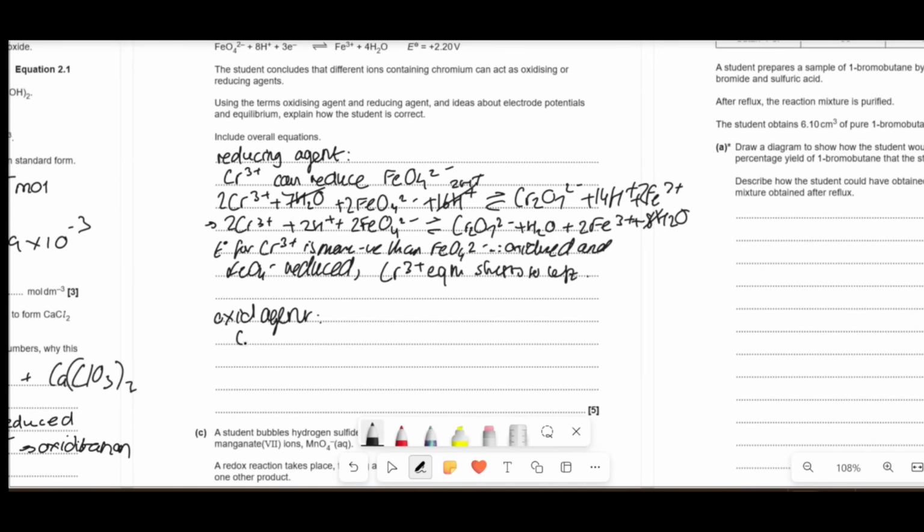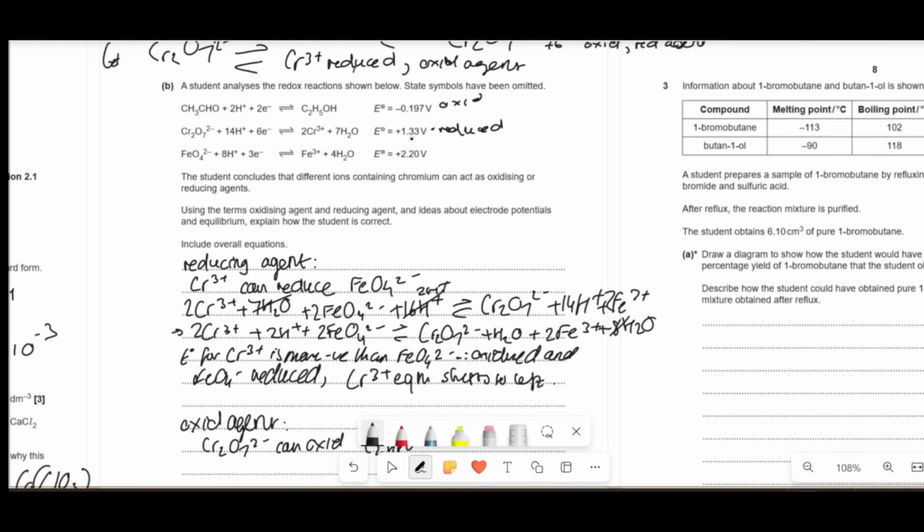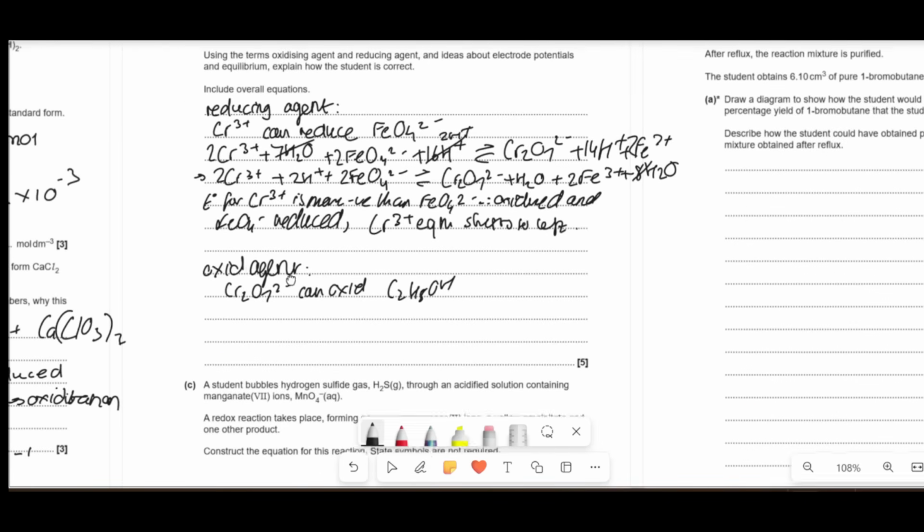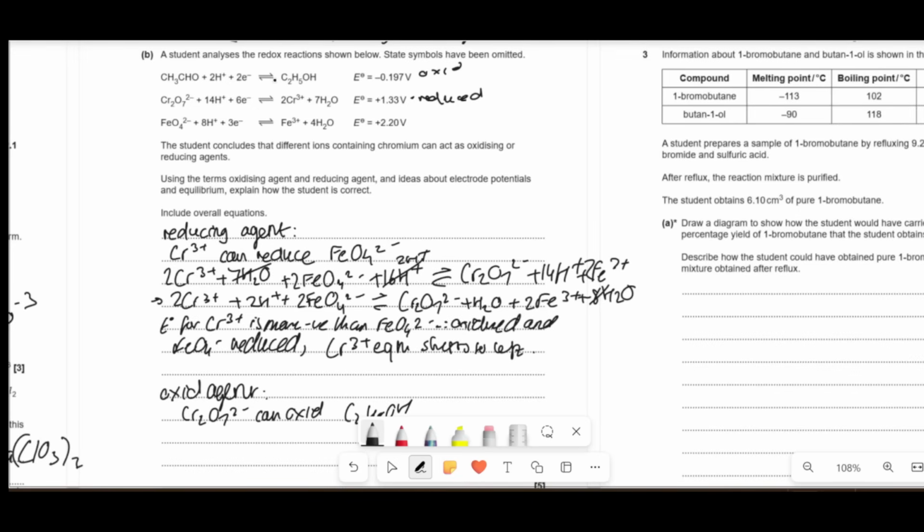So Cr2O7 2- can oxidize C2H5OH. And then the same thing happens here. Because we're reducing this, it will go this way. Because it's gaining those electrons, this will become oxidized to go the other way. So just to save time, I'm just going to quickly scribble down what the equation is. Again, you would times that by 3 and then combine them.